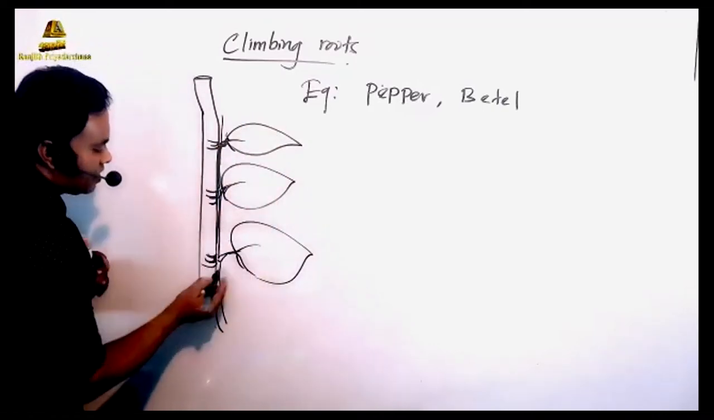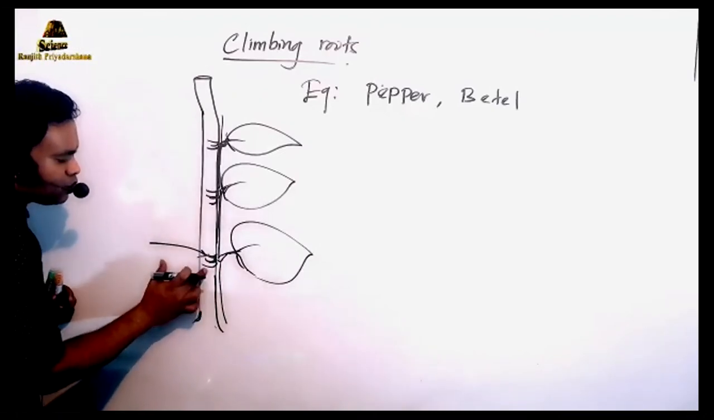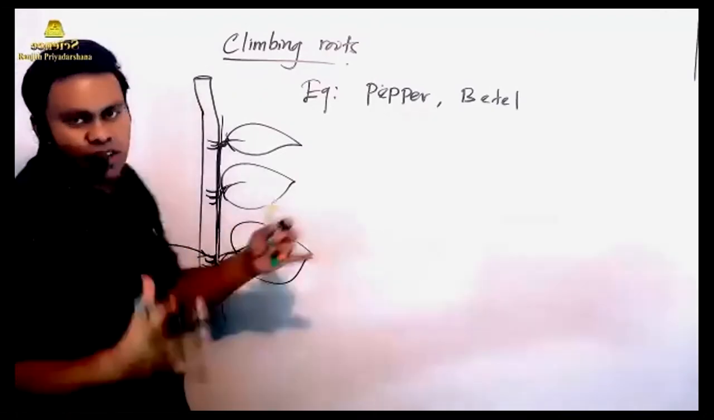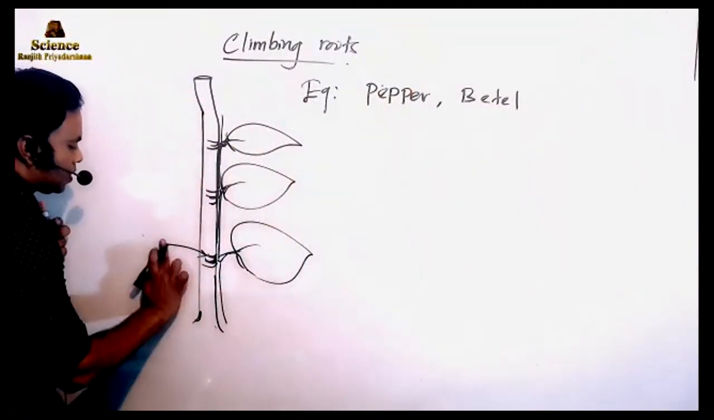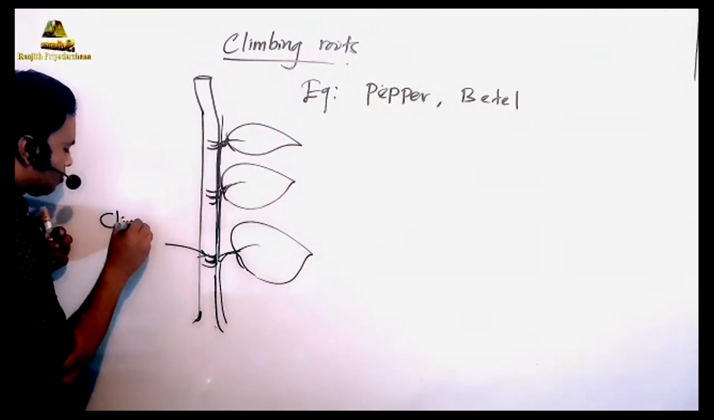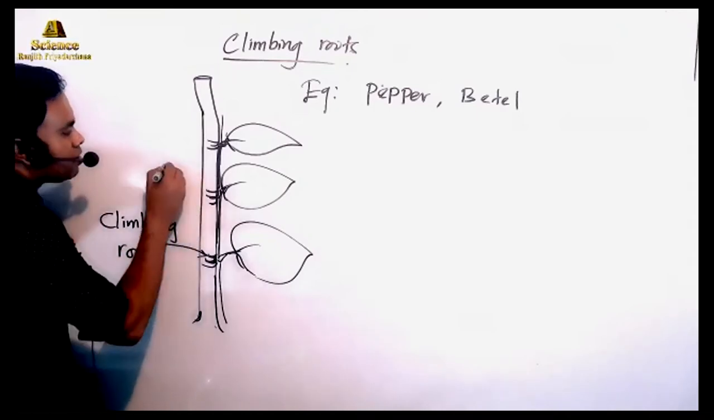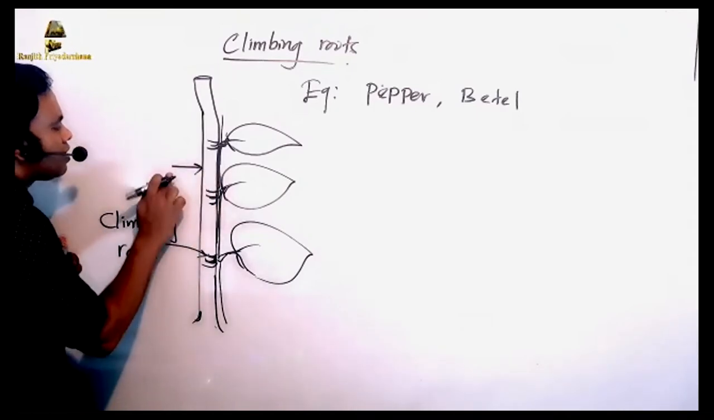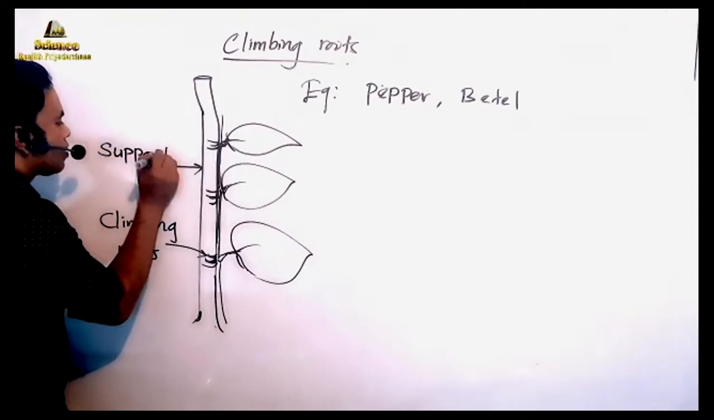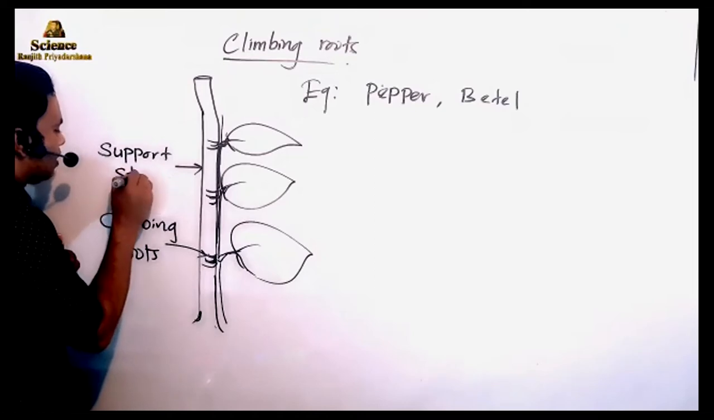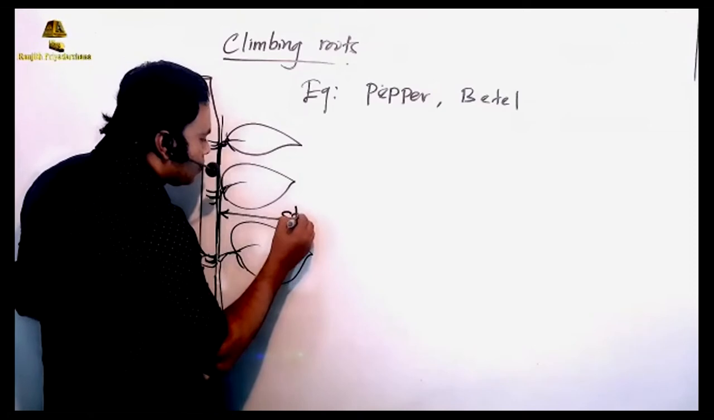Okay, now look at this. So this is climbing roots. So what's this? Support stem. So this is the actual stem of the plant.